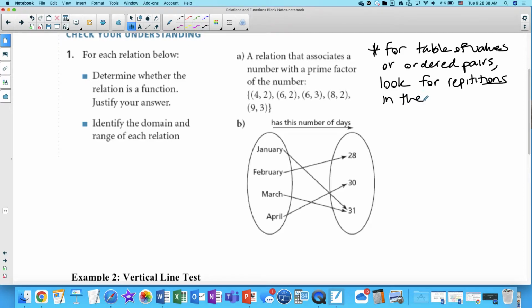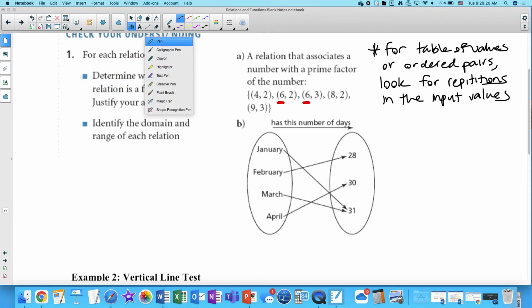Right, so we can see here, 6 comes up twice. It has 2 different prime factors associated with it. Okay, in fact, the other numbers only have 1 because 4 is 2 times 2, 8 is 2 times 2 times 2, and 9 is 3 times 3, right? So when you prime factorize all of these other numbers, you only get 1 output value. Whereas with the number 6, it could either be 2 or it could be 3 because 6 is 2 times 3, okay? For the second one, number of days in each month.